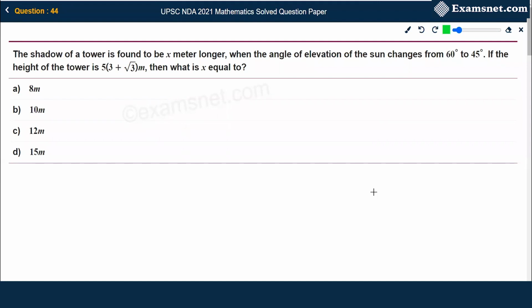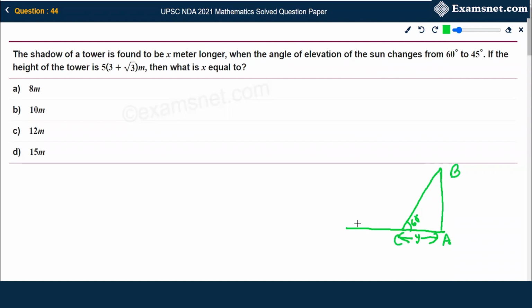In question number 44, it is given that the shadow of a tower is found to be x meters longer when the angle of elevation of the sun changes from 60 degrees to 45 degrees. First, let me draw the tower. When the angle of elevation of the sun was 60 degrees, let's say that time the shadow is y meters. Let's name it A, B, C.